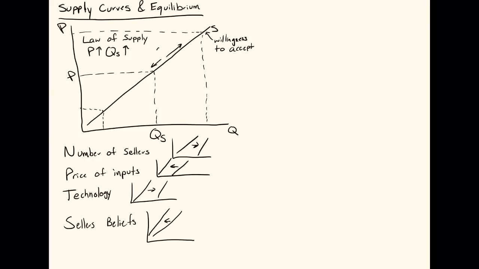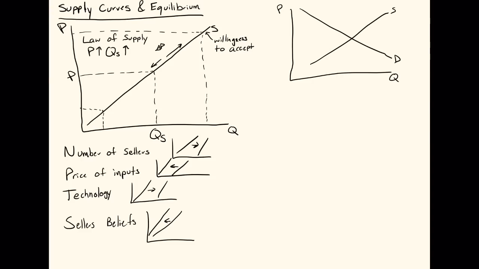Now that we understand the supply and demand curve, we can graph them together to discover the equilibrium point. Where these two curves cross is the market equilibrium price and the market equilibrium quantity, because at this price, the quantity the buyers demand exactly equals the quantity the sellers supply. Quantity demanded equals quantity supplied.